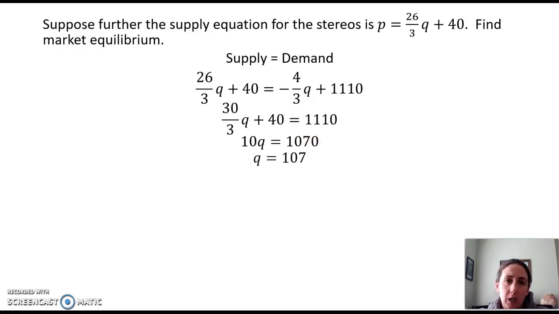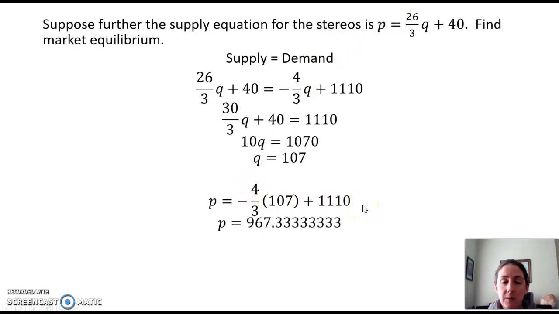But I'm looking for market equilibrium, which says how many you need and what price to sell them at. So I know I need 107 television sets. What price do I need to sell them at? Well, you can plug 107 into either your supply or your demand equation. It doesn't matter which one because this is where they're the same. So I'm going to go ahead and plug it into the demand equation. Negative 4/3 times 107 plus 1110 gives me 967.33 repeating.